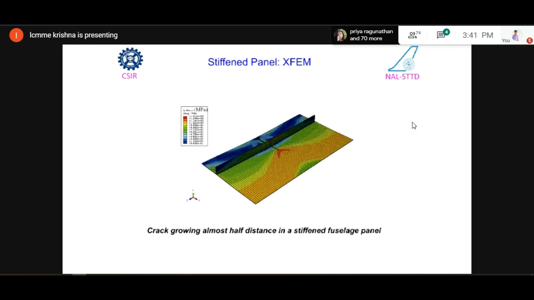That's the advantage of this extended finite element method, where we define the crack domain either as the skin or as the stiffener, the stringer. Or we can define the crack domain as both, and then we can simulate the real scenario of the crack growing either in the stiffener or in the skin panel.